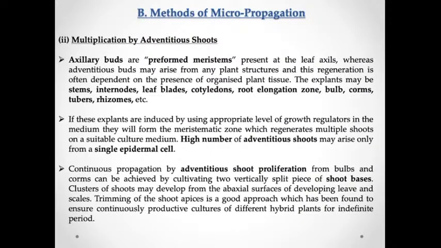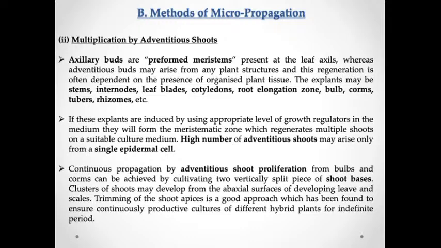Then comes multiplication by adventitious shoots. First was the axillary buds. Axillary buds are preformed meristems present at the leaf axils, whereas adventitious buds may arise from any plant structure, and this regeneration is also dependent on the presence of organized plant tissue.